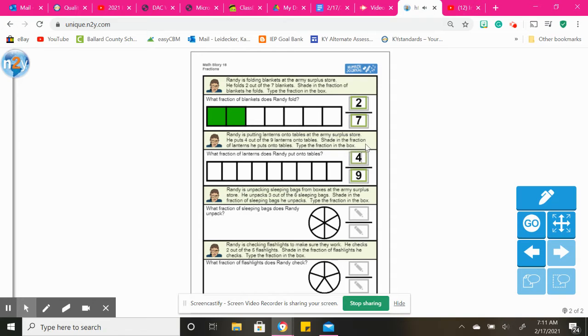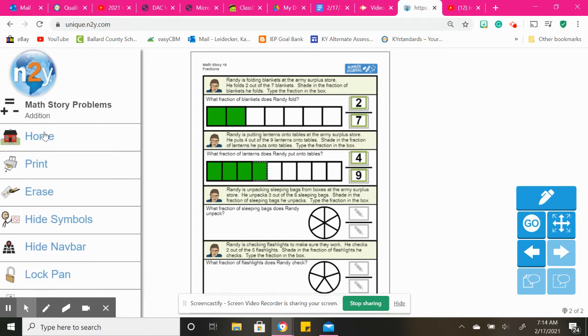Then it asks us to shade in the fraction of lanterns he puts onto the table. So that would be 1, 2, 3, 4. So 4 out of the 9 are shaded. I want you guys to complete the next 2 on your own.